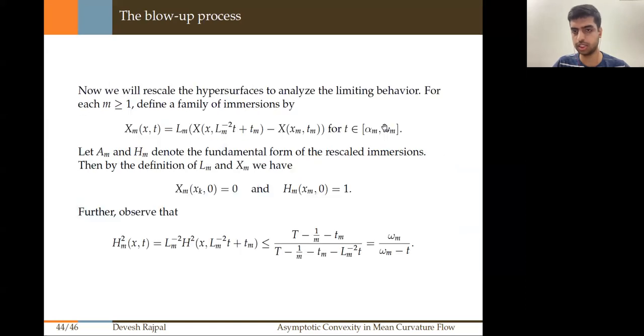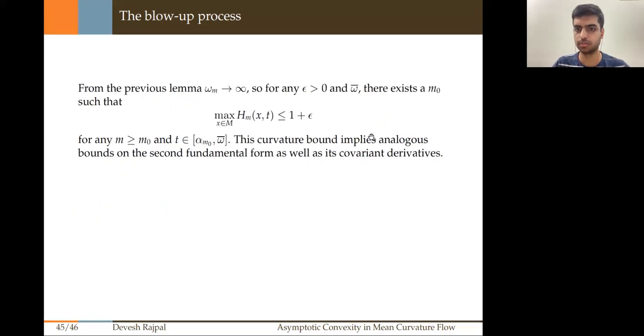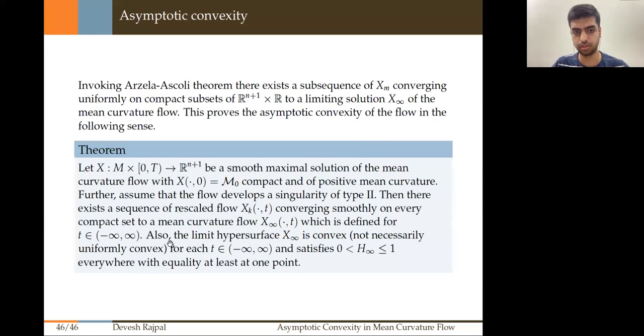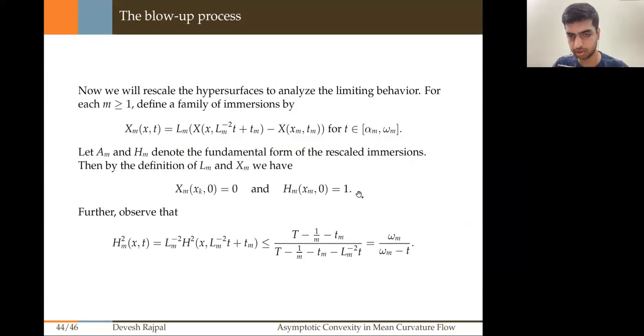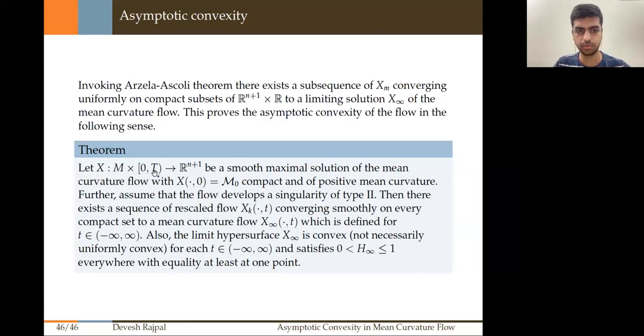The time for which it was defined was alpha_m to omega_m. Omega_m was blowing up because of type 2 conditions. Alpha_m blows up because H blows up. So my limiting solution of mean curvature flow is actually eternal. Further, it is convex because of the S_k inequalities we got so far. And in the limit, the mean curvature satisfies a certain bound, which is that it's greater than 0 and less than or equal to 1. Further, the equality 1 is also achieved at the origin. This is how we chose our space-time points, so that H_m equals 1. So summarizing all this, we get an asymptotic convexity of type 2 singularities of mean curvature flow.